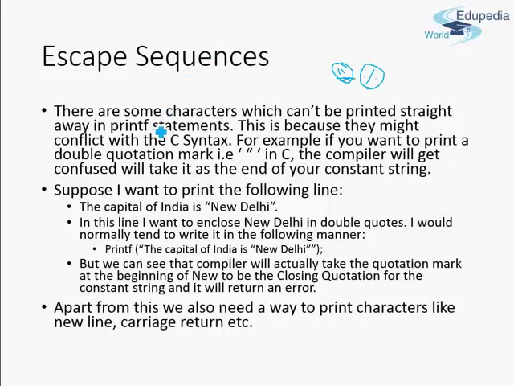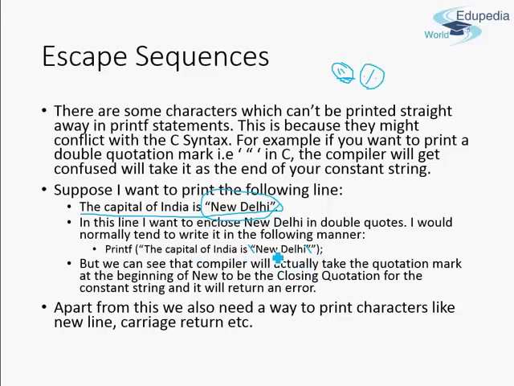But in this case, suppose I want to print my result this way: the capital of India is New Delhi, and I want to enclose the words New Delhi in double quotation marks. So does it mean that we cannot do this in C? No, the programmers have already thought of an alternative. And what is the alternative? We will see. The alternative is that we can use escape sequences to depict New Delhi.